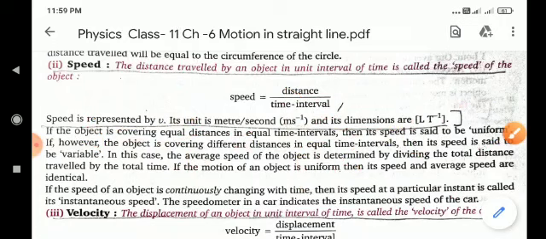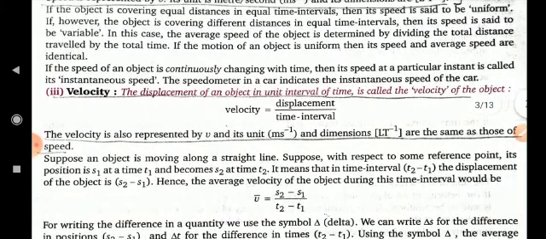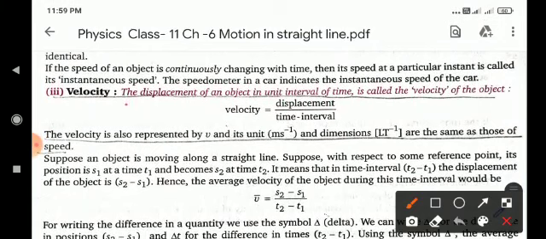Speed is also a scalar quantity because it does not depend on the direction; it only depends on the magnitude. Right? Number 3, velocity. The displacement of an object in a unit interval of time is called the velocity of the object. Rate of change of displacement is called the velocity.